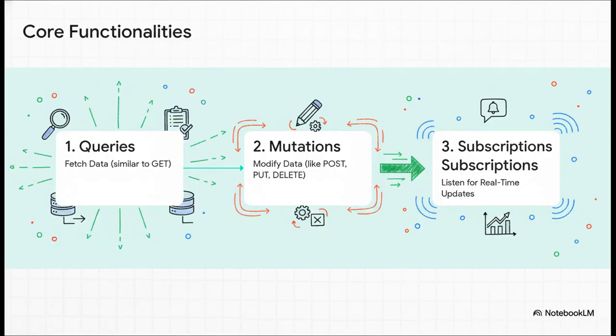And GraphQL isn't just a one-trick pony for getting data. A query is how you fetch data. That's kind of like a REST GET request. A mutation is how you change data, so creating, updating, or deleting stuff. But then there's this really cool third piece, subscriptions. This allows the server to push real-time updates to your app. Think about a chat app or live notifications. That's what subscriptions are for.